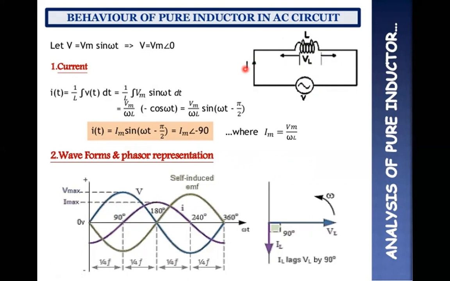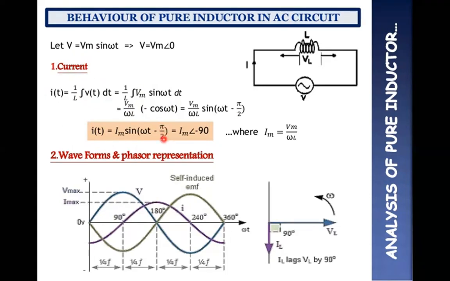So how is I found out? According to Faraday's law of magnetic induction, phi is proportional to I, and the induced EMF is L di by dt. We can write it in the form of current, so I is equal to 1 by L integration of V dt. Substituting V equal to V max sin omega t and integrating, the current in the circuit is I max sin omega t minus pi by 2.